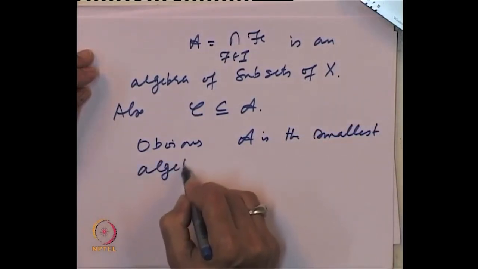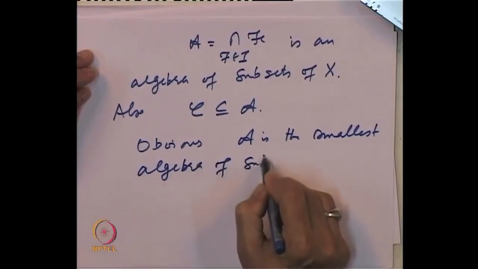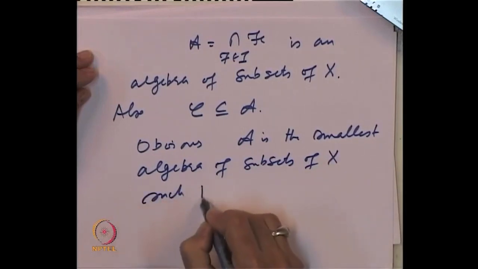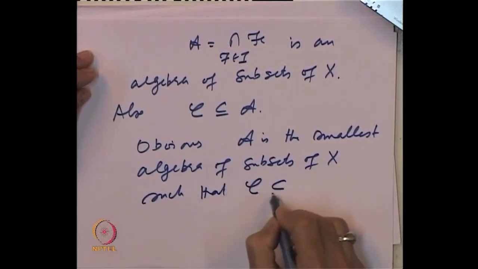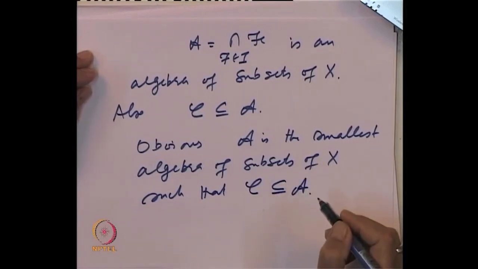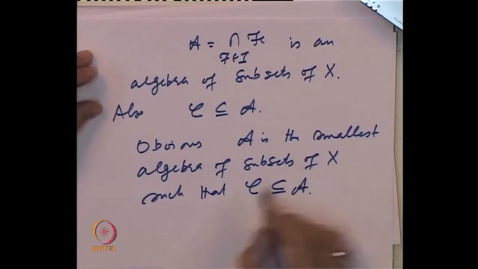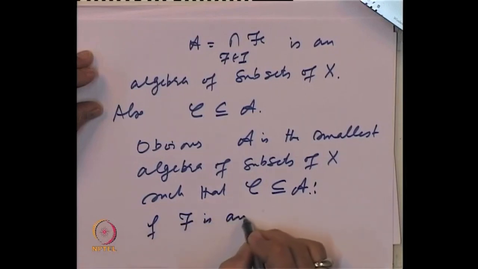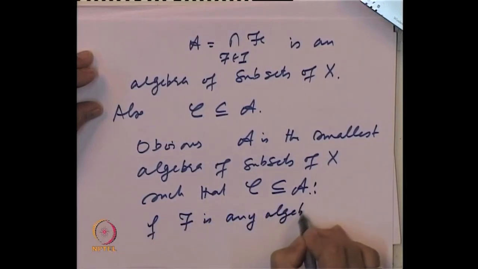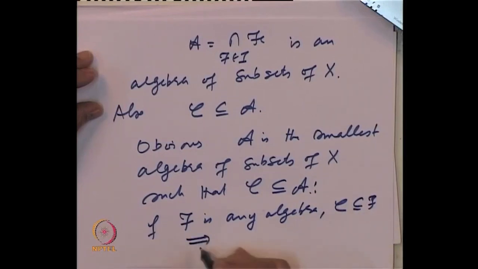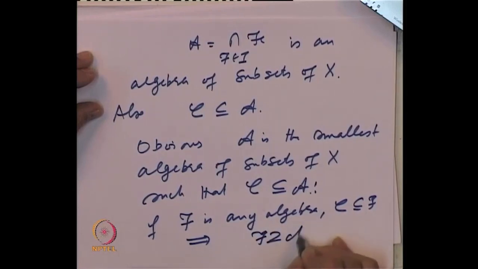algebra of subsets of X such that C is inside A. What do we mean by that? That means that, this is same as saying, if F is any algebra and C is inside F, that implies that this F has to include A.